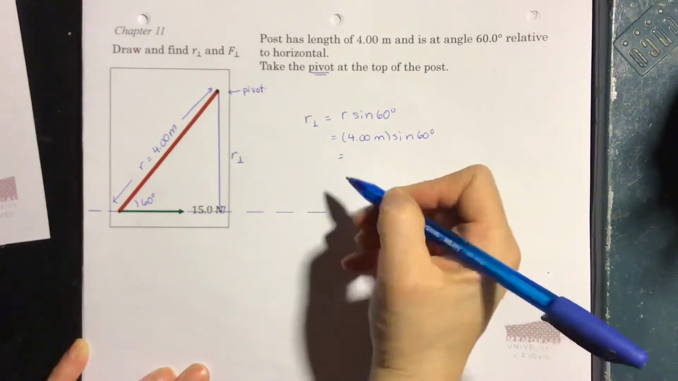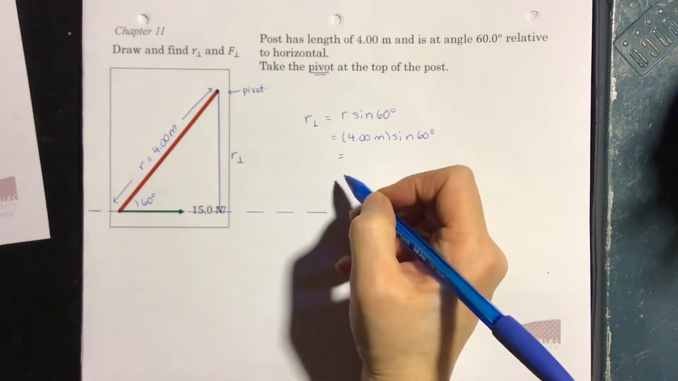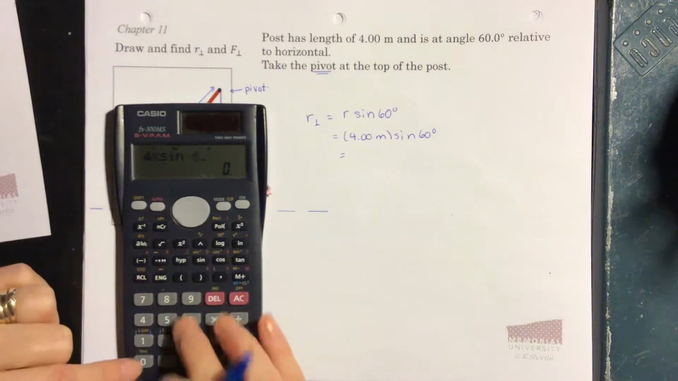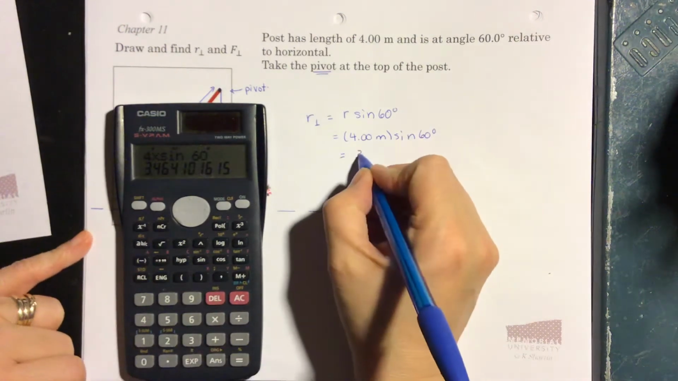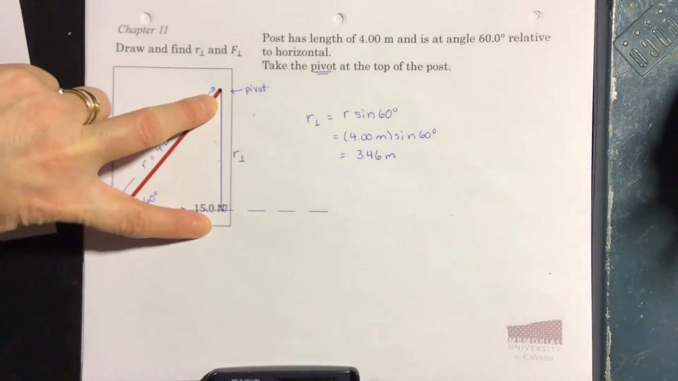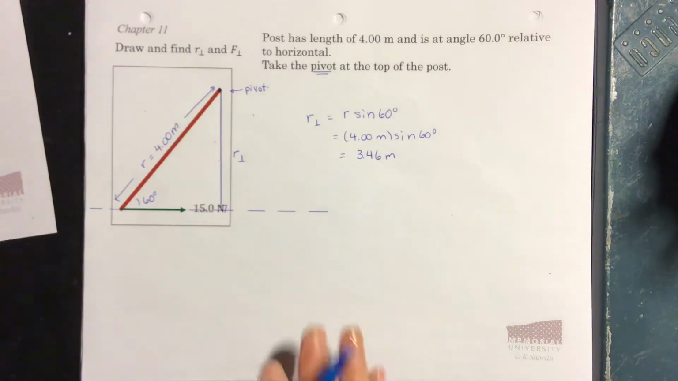Put that through the calculator, and what do we get? 4 times sine of 60 equals 3.46 meters. So for this problem, the moment arm is 3.46 meters. Okay, next let's find the perpendicular component of the force.